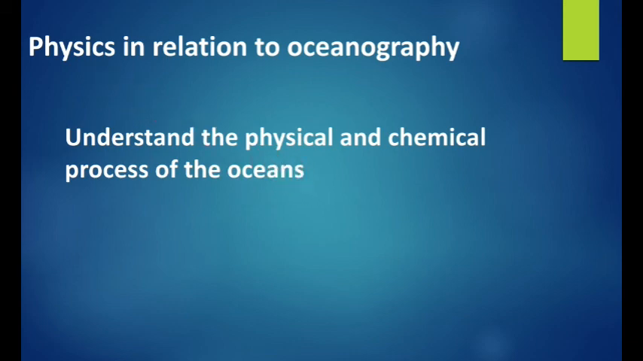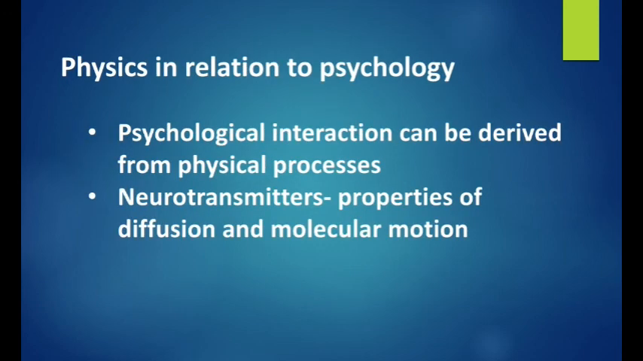Okay, and next and the last one, that is physics in relation to psychology. Psychological interactions can be derived from physical processes. Many psychological interactions exist based on the basic laws in physics. Next, neurotransmitters. It has properties of diffusion and molecular motion. Both terms are from physics.